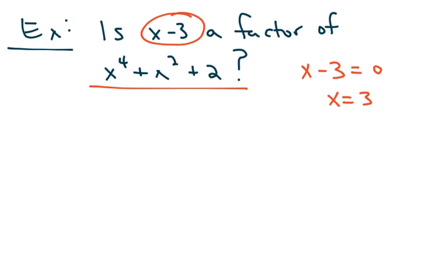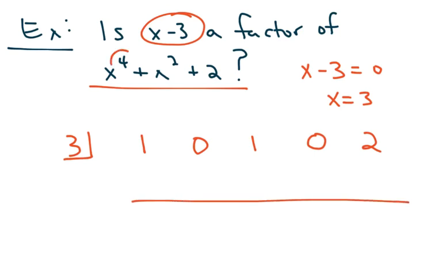The other way of doing it is to do synthetic division. 3 would be the number that goes in my box. Remember earlier I said you have to watch out for missing terms? Well, here's the deal with this particular dividend. We have an x to the 4th, but it's missing x to the 3rd, so you have to put a 0 in its place. And then we have x squared, but we don't have an x to the 1st. And then we have 2.